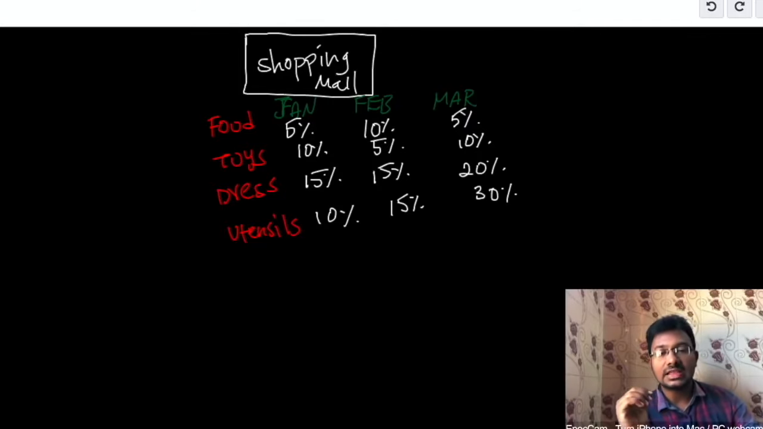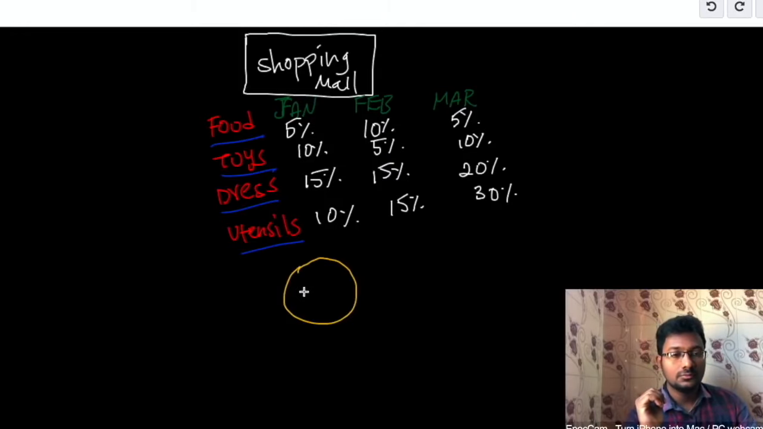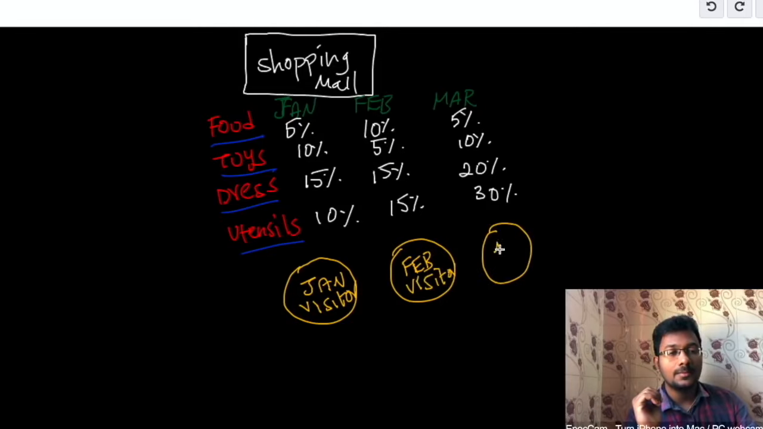Here we can consider food, toys, dress, and utensils as elements. We can consider these things as elements, and we can consider 3 objects: Jan visitor, Feb visitor, March visitor. So for each month the tax is getting varied, based on the element, for example, food, toys, dress, utensils are the elements.